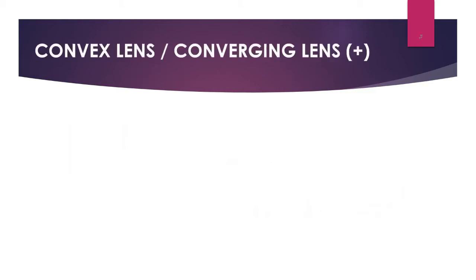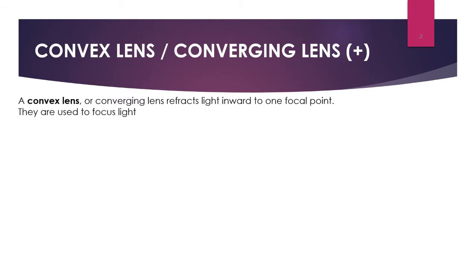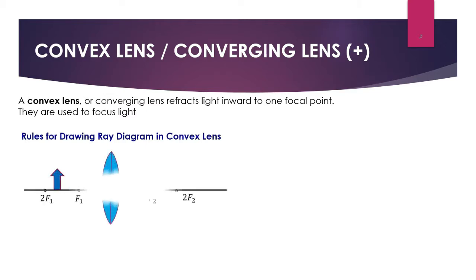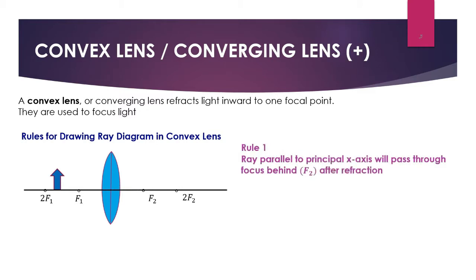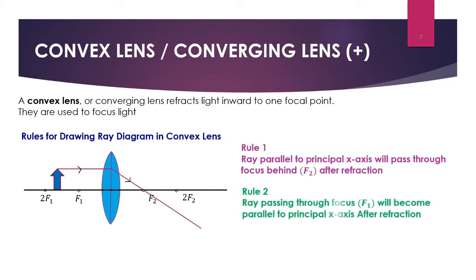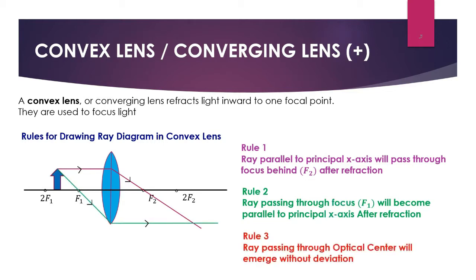Convex lens or converging lens refracts light inward to one focal point. Rules for drawing ray diagram in convex lens. Number 1. Ray parallel to the principal axis will pass through focus behind F2 after refraction. 2. Ray passing through focus F1 will become parallel to principal axis after refraction. 3. Ray passing through optical center will emerge without deviation.